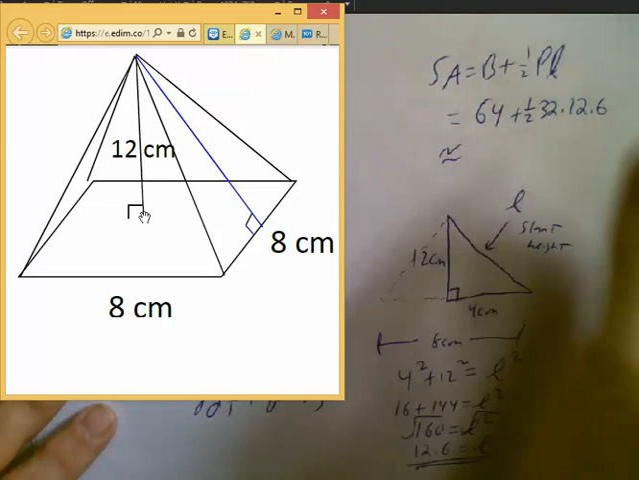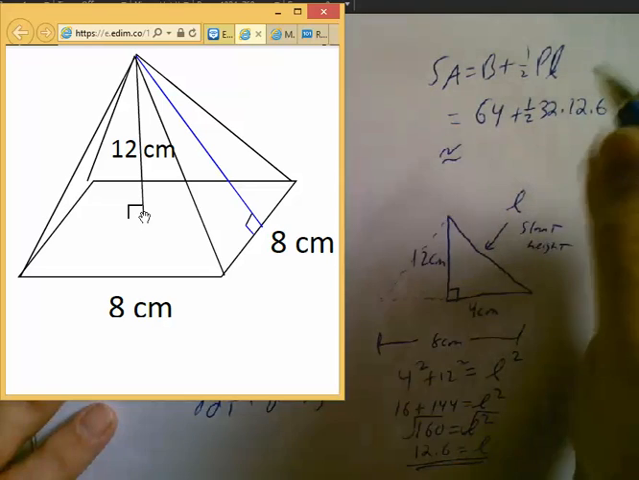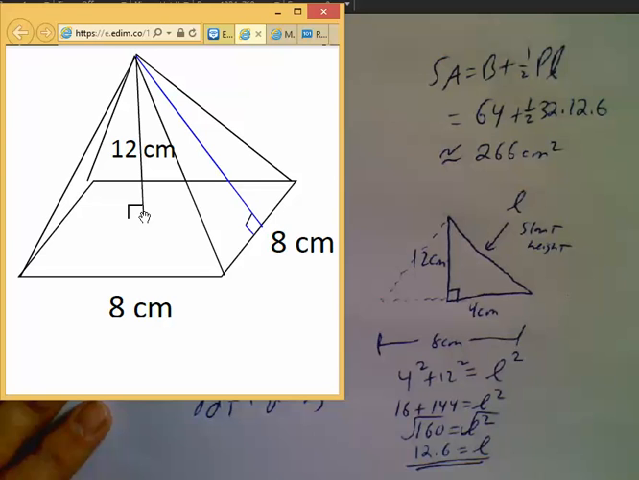So once you get all your pieces, we have everything filled in, we're ready to go. I believe we get about, I think it was about 266, give or take. Okay, and that's how you would do one like that.